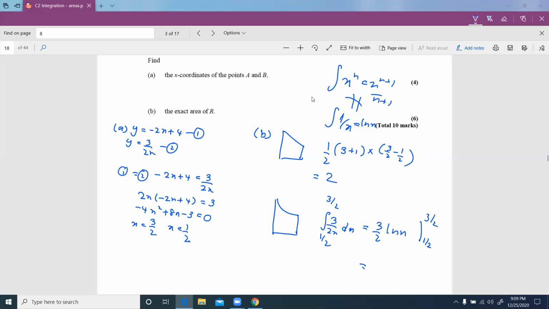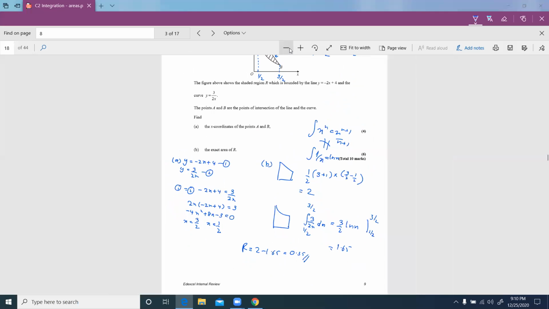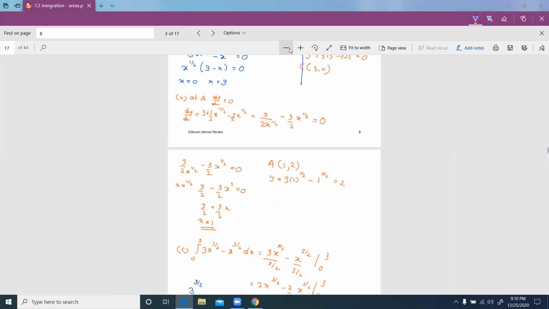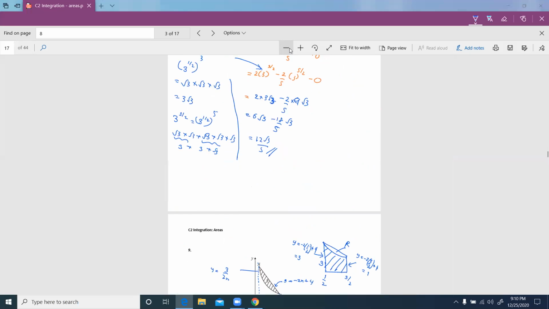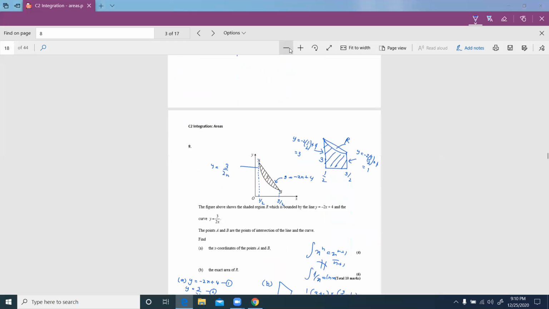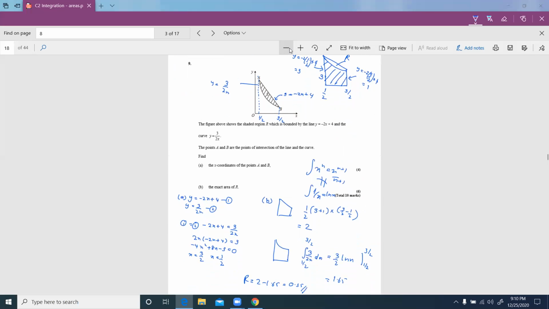The answer becomes 1.65. Therefore, the required region R is equal to 2 minus 1.65, so 0.35 would be the final answer. That's a way of doing this question. But there's a technical problem with this question, because for the moment we cannot do this integration for these 1 over x functions. That's the answer for that.